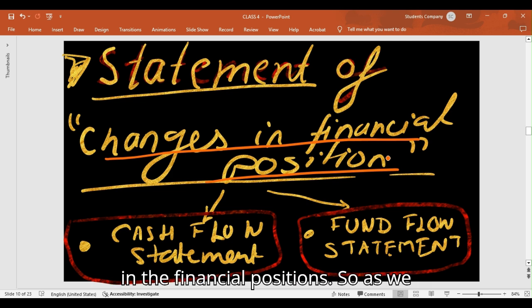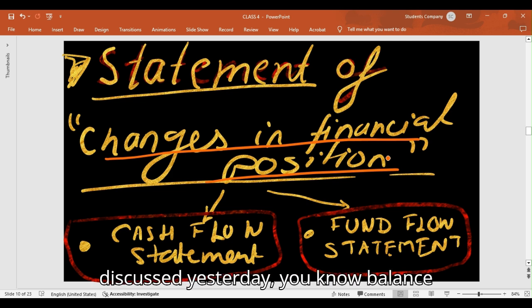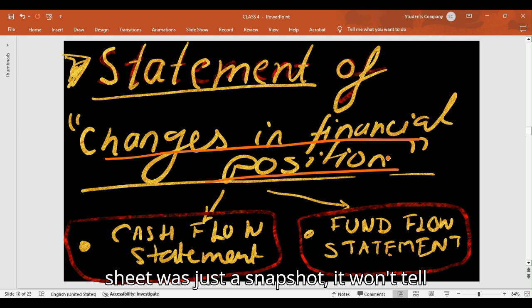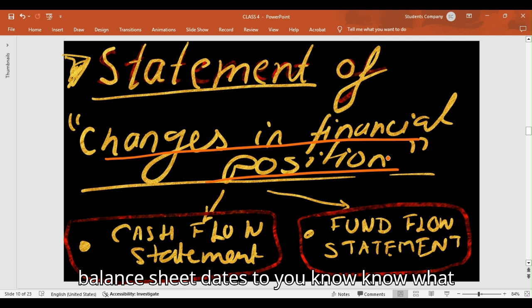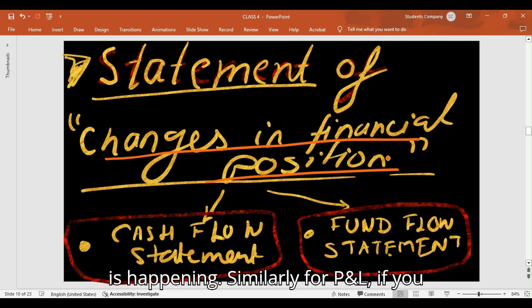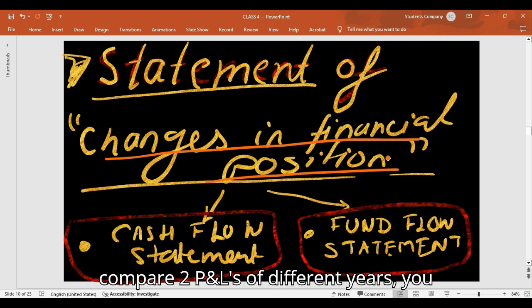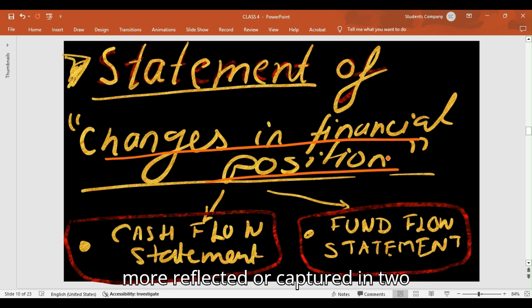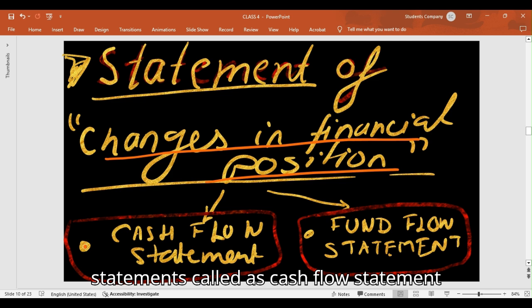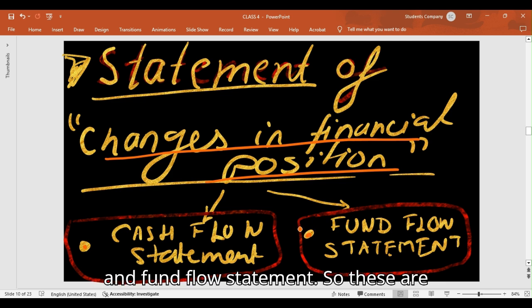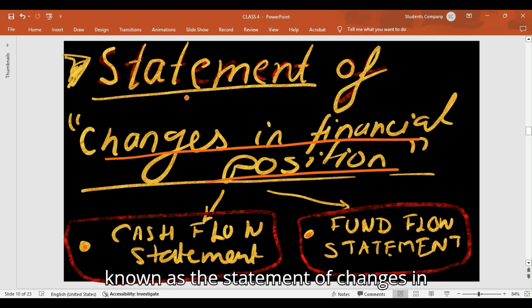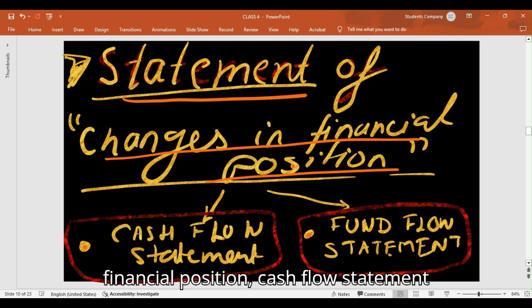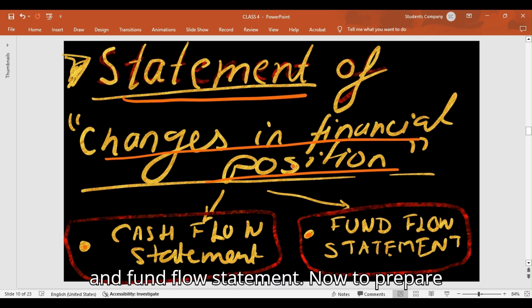financial position. As we discussed yesterday, the balance sheet is just a snapshot. It won't tell you the changes that are happening in the background. So we have to compare two balance sheet dates to know what is happening. Similarly for P&L, if you compare two P&Ls of different years, you can see the changes. These changes are more reflected or captured in two statements called the cash flow statement and fund flow statement. These are known as the statements of changes in financial position.